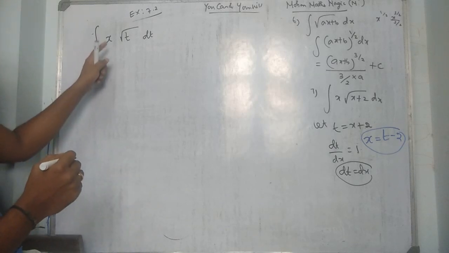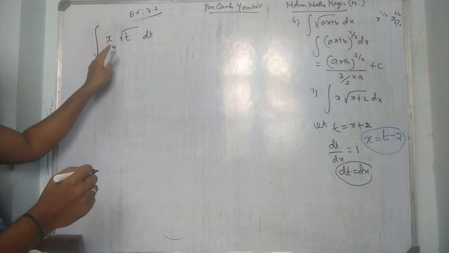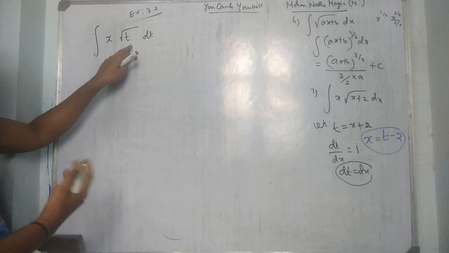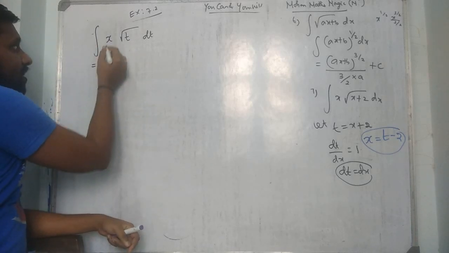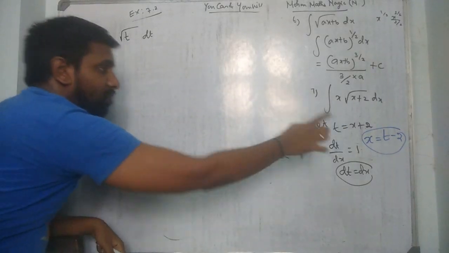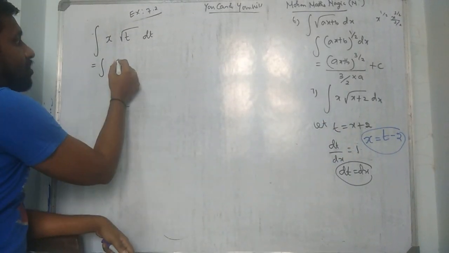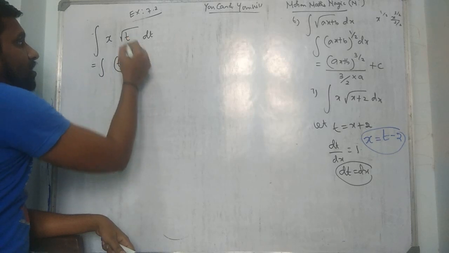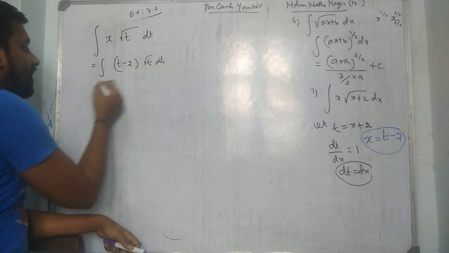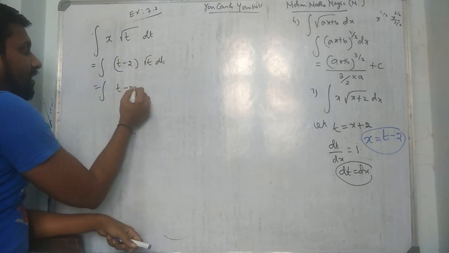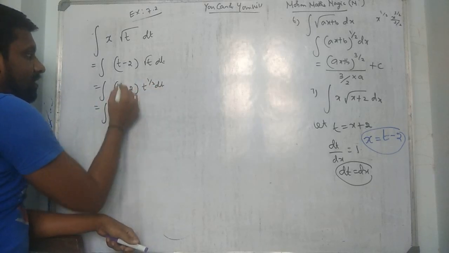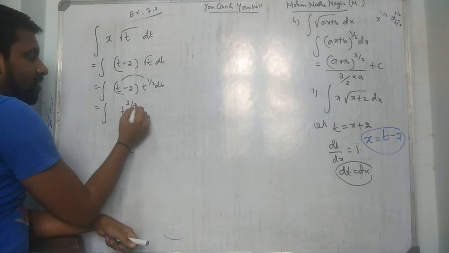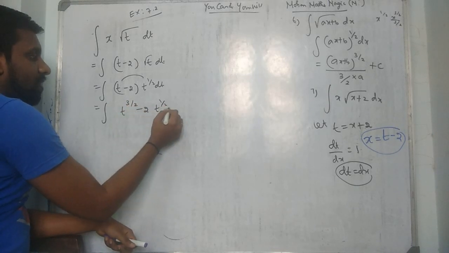Now see, I can't integrate because there are two variables, x and t. So now change into one variable. For that purpose, in place of x, I can substitute t minus 2. This root t dt. Now as usual, first exercise: t minus 2 times t power 1 by 2 dt. Now multiply inside. This will become t power 3 by 2 minus 2t power 1 by 2 dt.